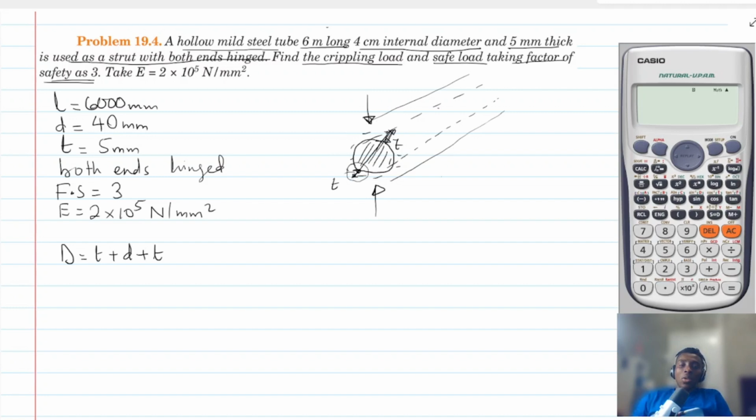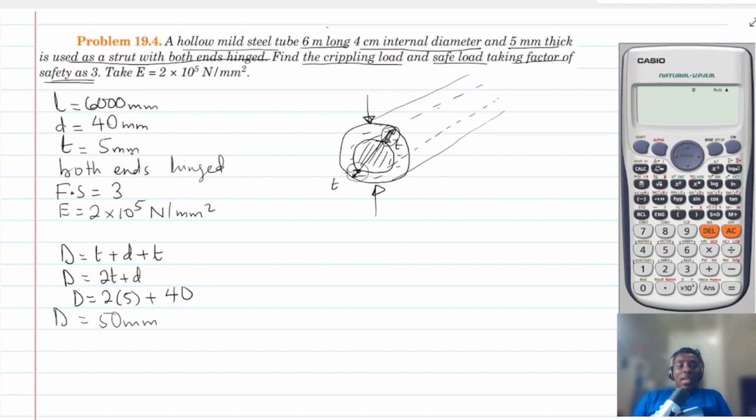So we can say that the external diameter is going to be 2 times the thickness plus the small diameter, and that is 2 times 5 plus 40. So basically we can do this: 2 times 5 is 10, and then 10 plus 40 is 50 millimeters. So essentially the bigger diameter is actually 50 millimeters.